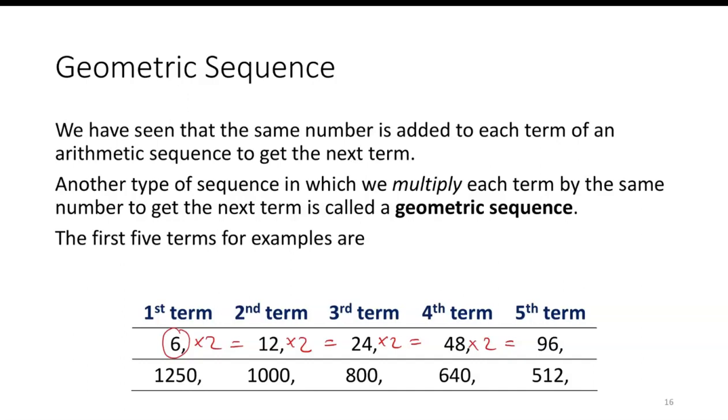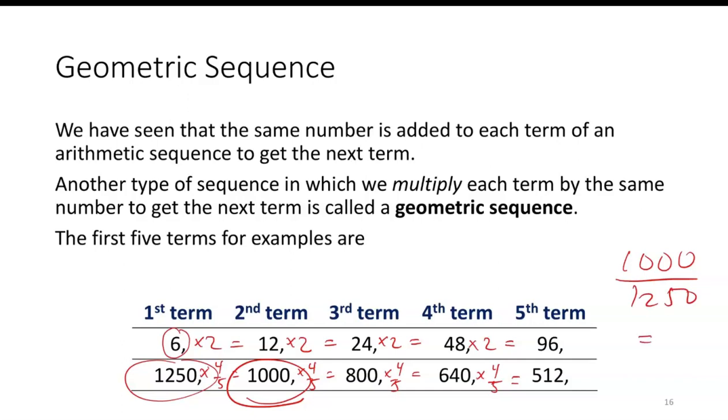The next one isn't quite as obvious, but this one is: I'd multiply by 4/5 to get to 1,000, then multiply by 4/5 to get to 800, then multiply by 4/5, that'll come out to be 640, and I would keep multiplying by 4/5. So the way you can figure this out is just take one term, like say this 1,000 here, and divide by the one that's before it. And you'll see that reduces to 4/5.